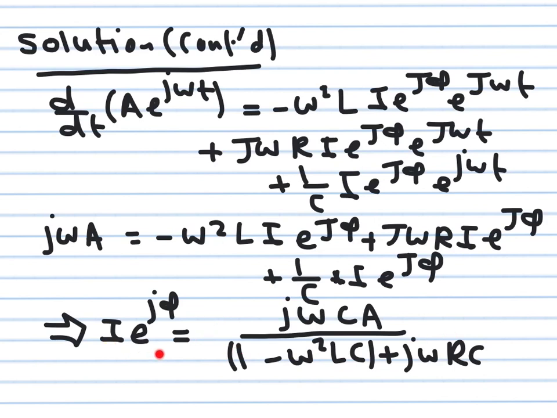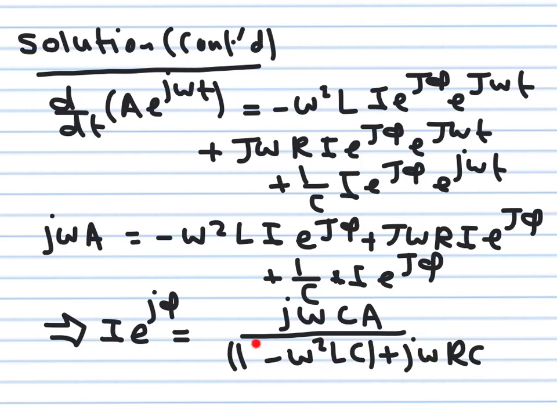In your previous course in complex numbers, you can solve this equation for I and phi. If you take the modulus of both sides, the modulus of e to the j phi will give you 1. So you get that I is equal to the modulus of the numerator divided by the modulus of the denominator. So it will give you omega CA divided by the square root of this term squared plus this term squared. Remember, if you have a complex number, the modulus of the complex number is the square root of the real part squared plus the imaginary part squared.